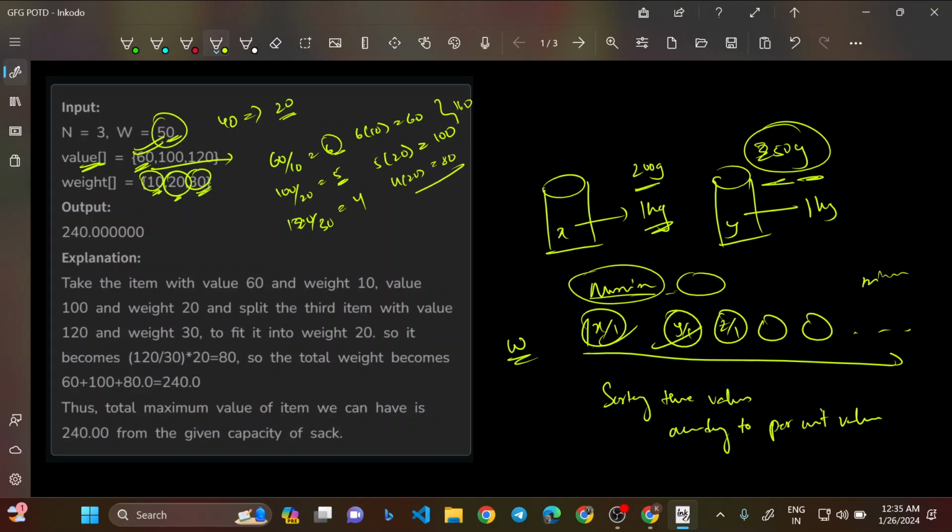So what is 100 plus 60 plus 80? 240. Okay, that is the final answer, right? I hope you people have understood. The same thing, literally the same thing I put in the code, just the translation, Google translator from English to coding, C++, English to C++ update.